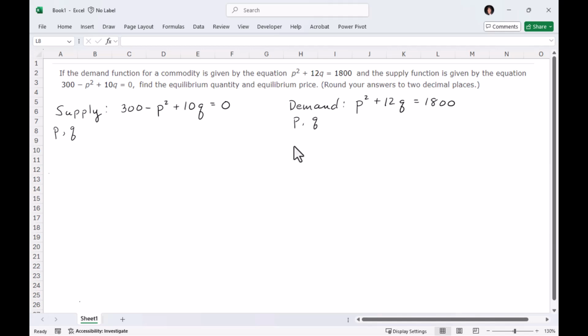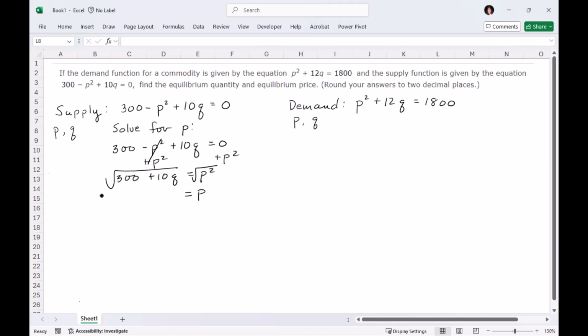So in order to put this into Excel, the first thing I need to do is isolate a variable. And generally, we want to have Q be the independent variable. So I want to solve for P. And for the supply function, first I'll get P squared by itself. I can do that fastest by just adding it to both sides. 300 plus 10Q is P squared, and then square root both sides.